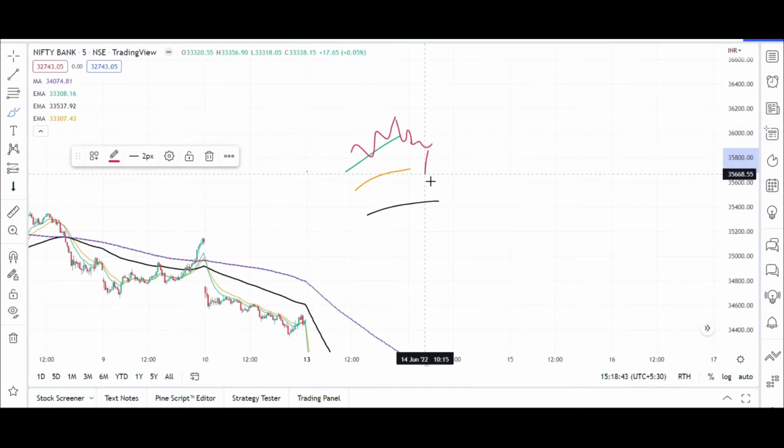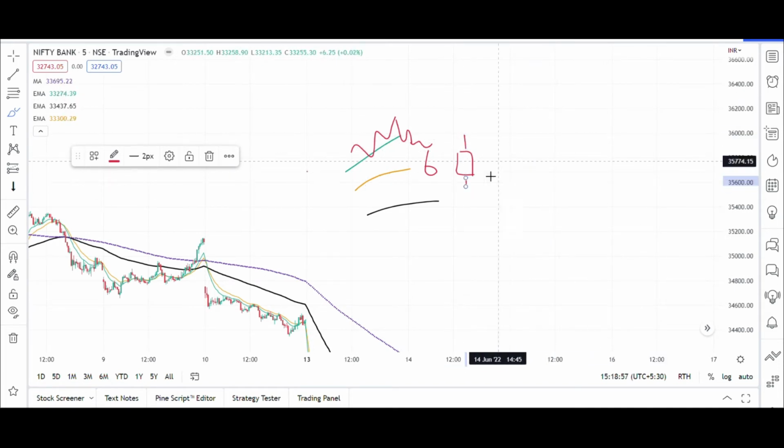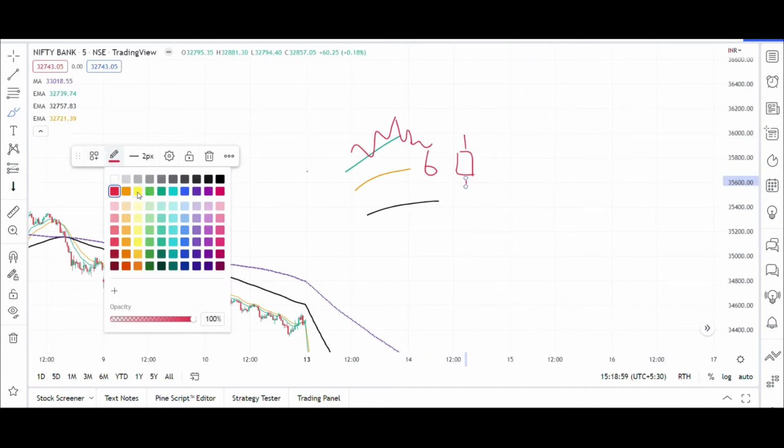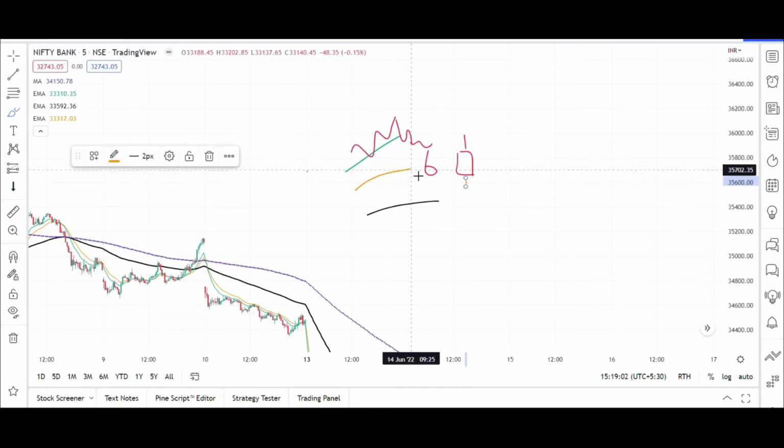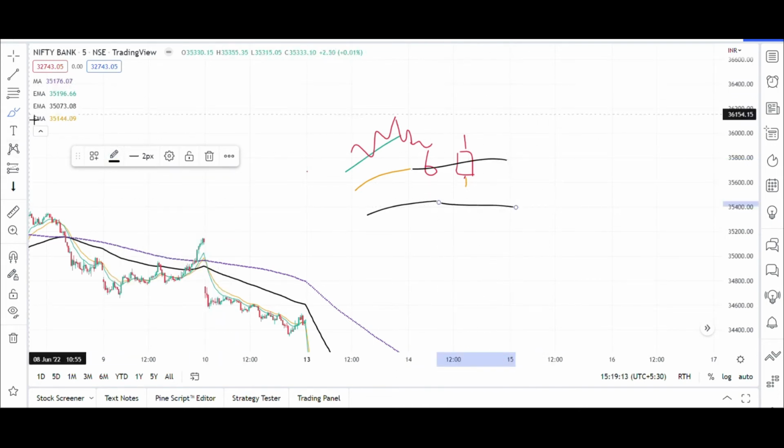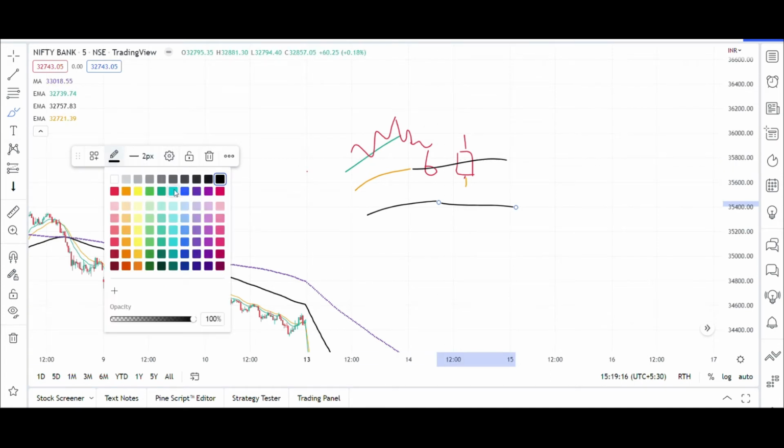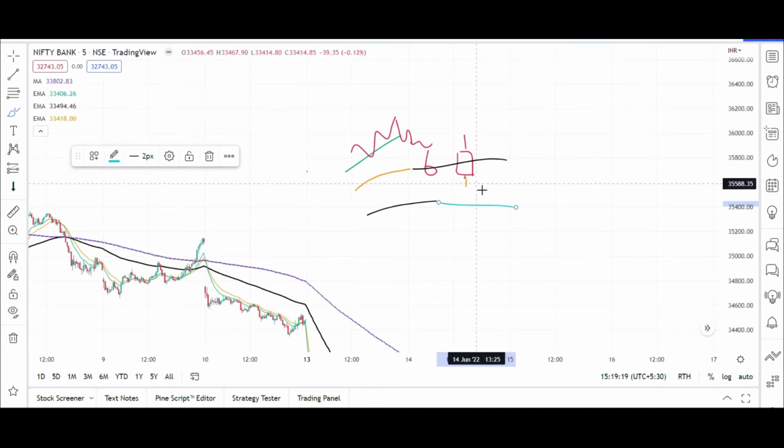But as soon as one 5-minute candle closes below this 20 exponential moving average, so let's say the candle looks like this, a bit weak here and a bit weak here, giving the closing below the 20 exponential moving average, and your 100 exponential moving average is somewhere here. What you have to do is enter on the next candle, breaking this low immediately.